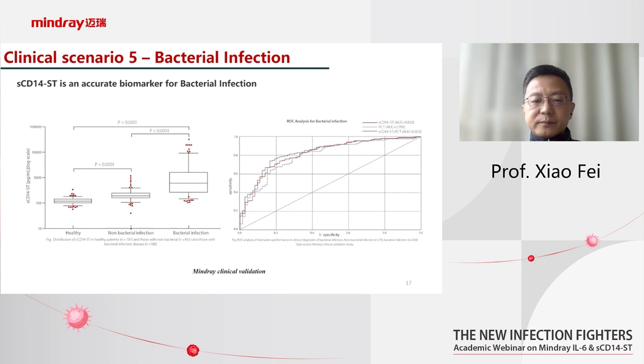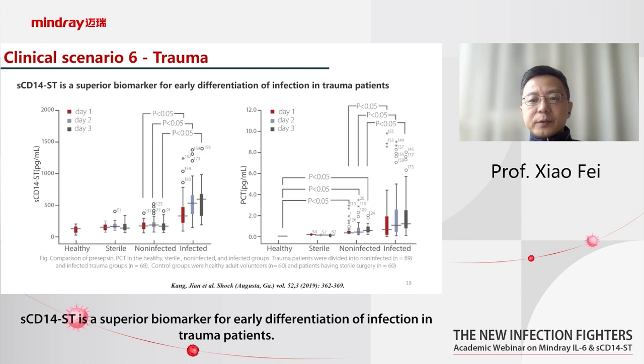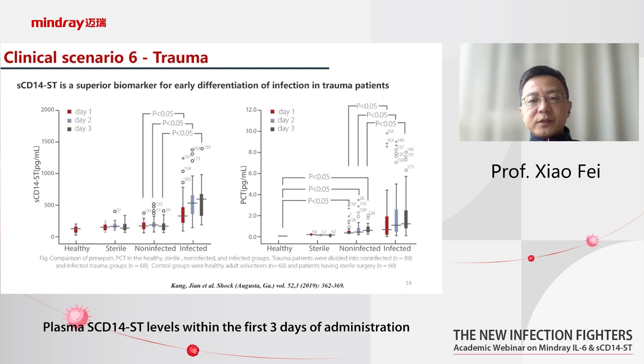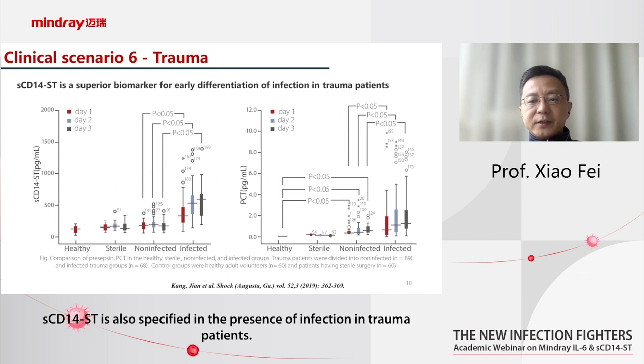sCD14 ST is a superior biomarker for early differentiation of infection in trauma patients. Plasma sCD14 ST levels within the first 3 days of administration were only significantly increased in the infected trauma group, but not in the non-infected trauma and the sterile group. sCD14 ST is also specified in the presence of infection in trauma patients.